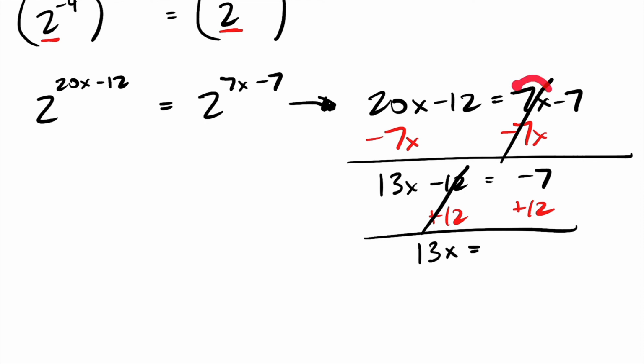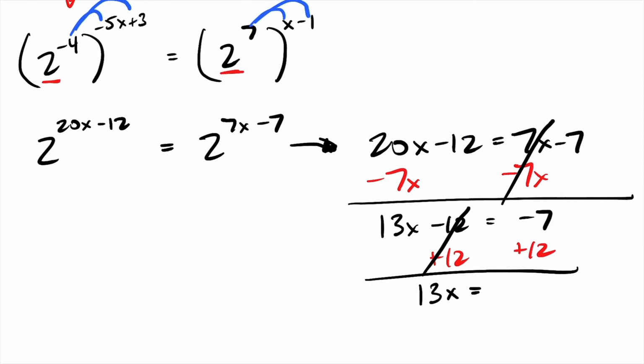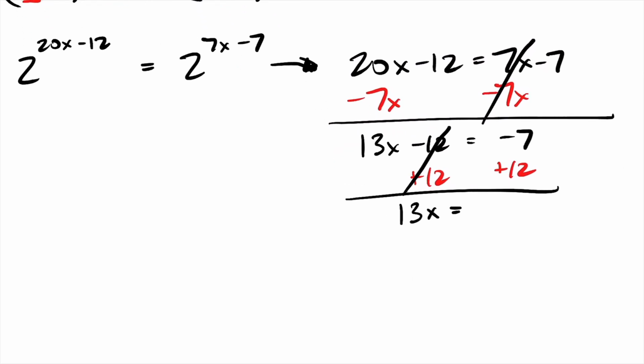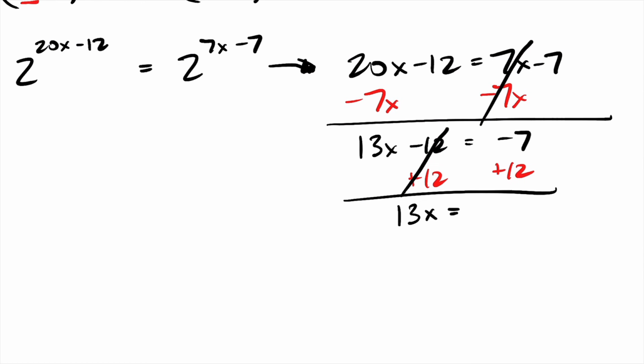You don't have to, but the way I do it, I guess that's just the way I was taught. Yeah, whatever you want to do. You'll just have a negative number for x. That's fine. You just divide by a negative number at the end. It's not wrong. So last thing is divide by 13.